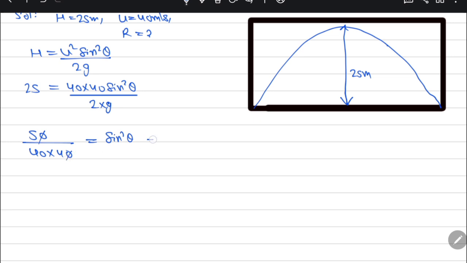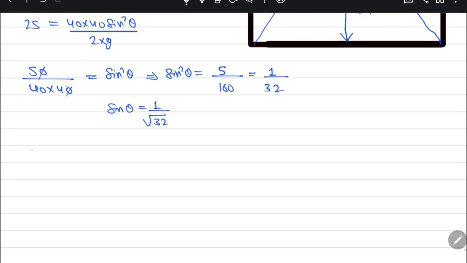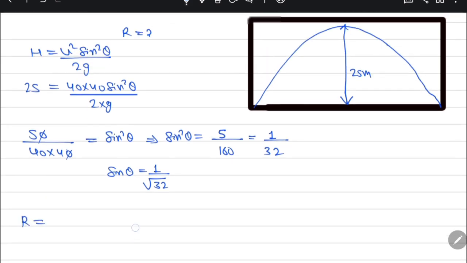So here 0 and 0 cancel. Sine square theta is equal to 5 divided by 40. This is basically 160. This comes out to be 1, 3, 110. 9 10 is 32. So sine theta comes out to be 1 by root 3, right? So now we have to find the range.